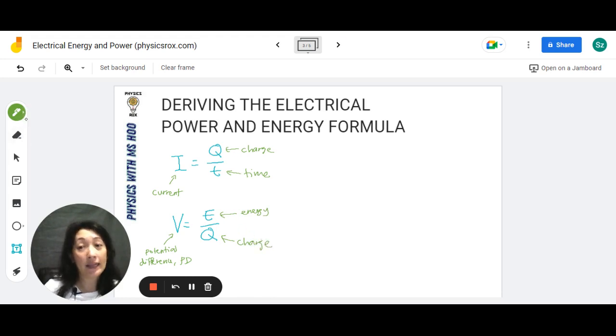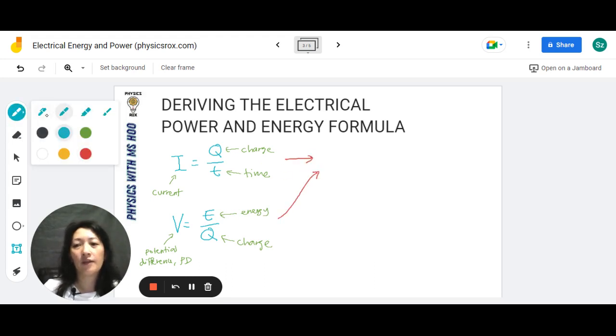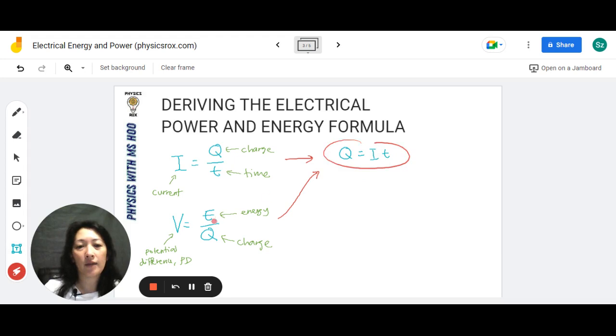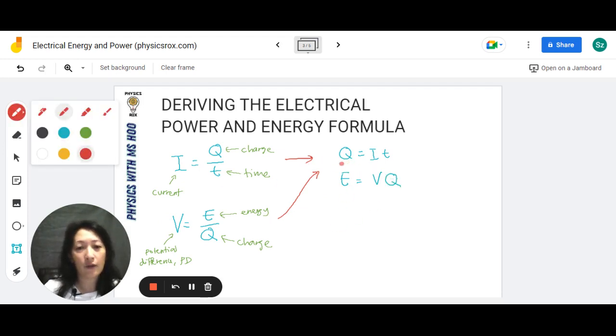So combining these two formula, first of all, I'm going to rewrite this formula where I equals Q over T. I'll write it as Q equals IT. Why? Because we're going to take this formula and we're going to substitute it inside here. To make this easier, I'm going to rewrite the potential difference formula as E equals V times Q. So you can see from here, we can take Q equals IT and substitute it into E equals VQ formula, giving us E equals V times IT.